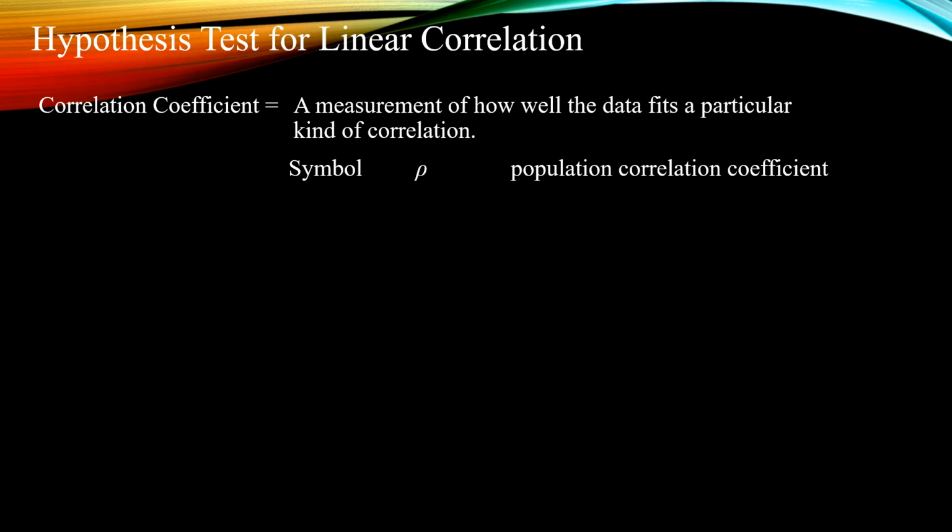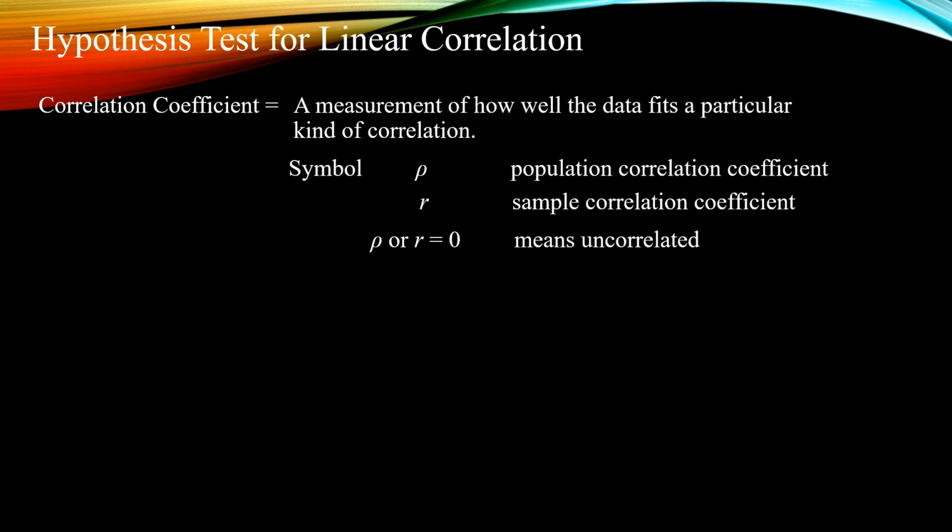So if we have a population correlation coefficient with the symbol rho, for a sample that same calculated value is R, called the correlation coefficient of linear regression. If this number is close to 0, whether it's a population or a sample coefficient, it means that the two data sets are uncorrelated. There is no relationship between them.